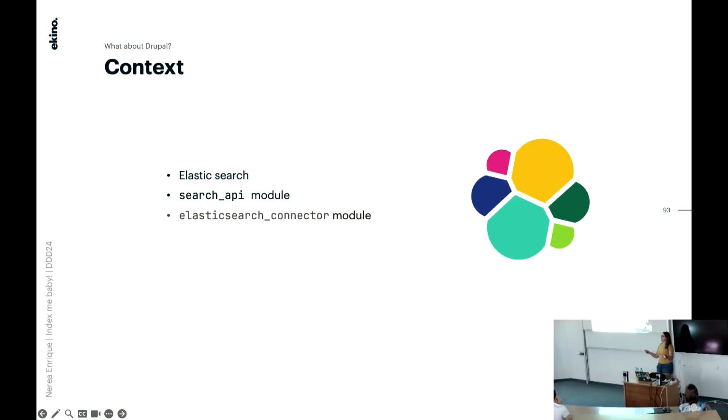So there are many ways to do things. There are many search engines. There are many modules. There are many things. But I choose to use Elasticsearch because why not? I know it's not the most used in Drupal, but I like Elasticsearch. I use the Search API module because why not? And Elasticsearch Connector because it's the most used one for Elasticsearch. So that's my way of doing things. There are a lot more ways, but this is the one I'm going to show you.